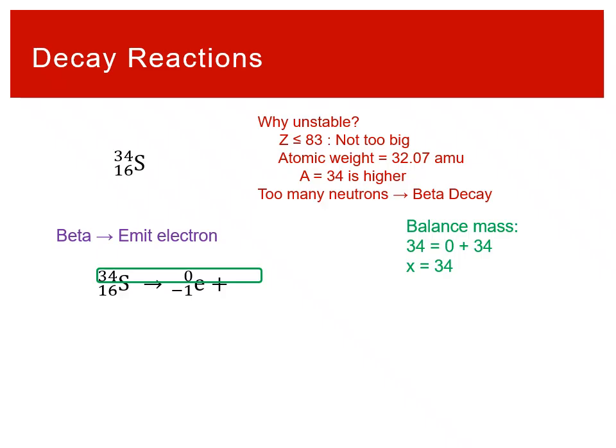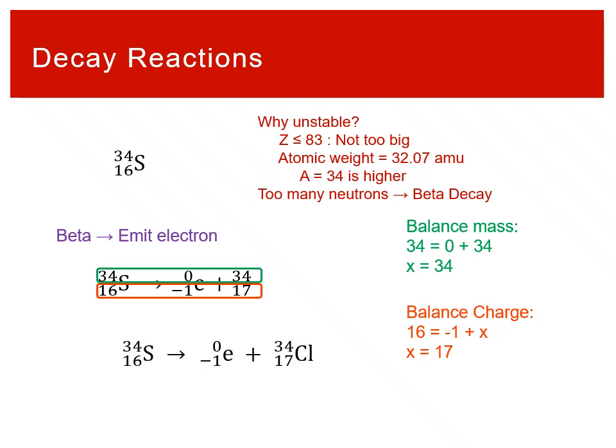This isn't too big. I don't need to make it smaller. I just need to change that proton-neutron ratio. Balance the charge. This is where we're going to start to see some change. That's the whole point, changing that charge. It was 16. I lost a negative charge, which means it is 17. So I know the atomic number is 17, the mass is 34. I can look it up. That means it's going to be chlorine. Okay, so if you have a sulfur 34 atom, that's going to turn into chlorine 34.